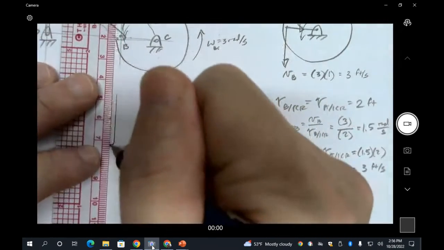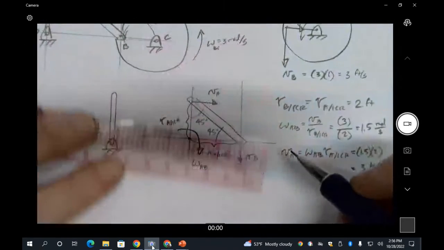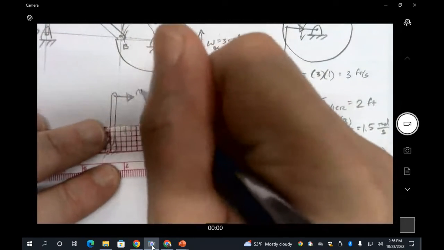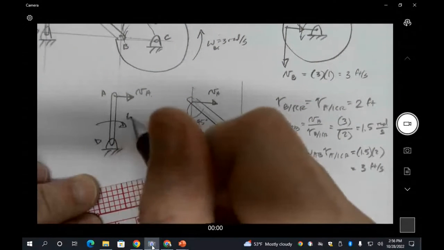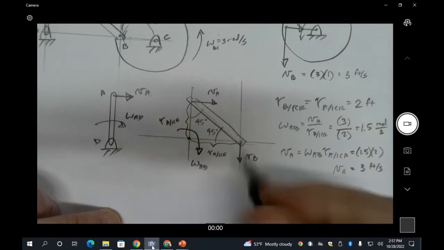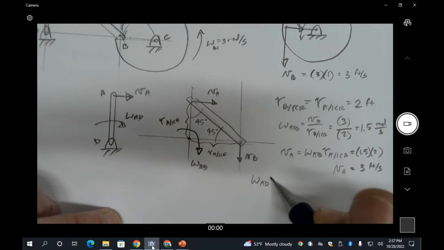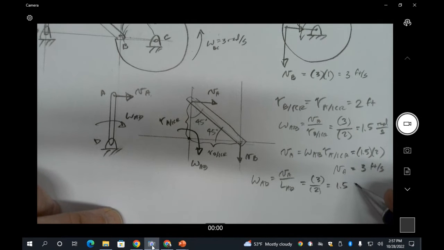This link right here with VA, this is D and this is A. This too must have an omega AD, and that omega AD is going to be equal to VA over LAD, which is going to be equal to 3 divided by 2. And so this one as well is also 1.5 radians per second.